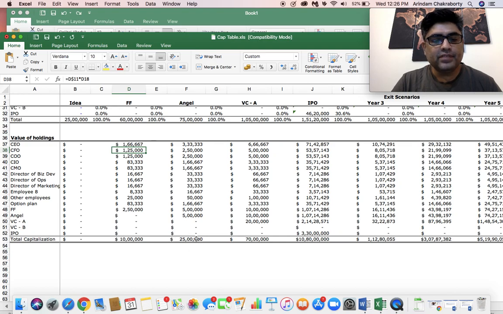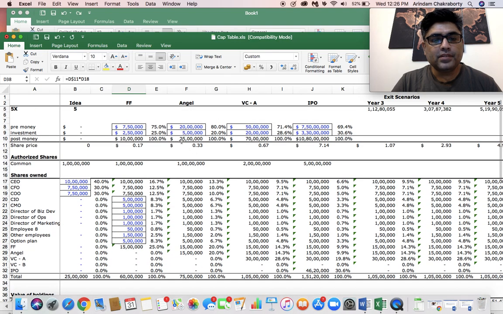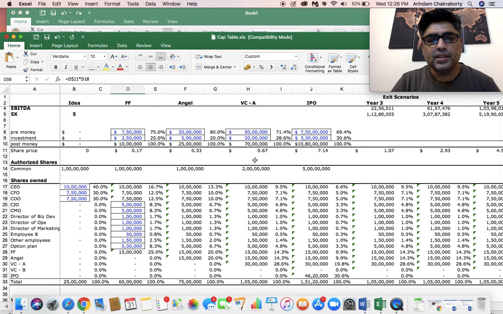So this is the $25 lakh of capitalization which is happening, which is also equal to the post money valuation. So for the rest of the calculations, if you have understood these two columns, the rest of the computation remains the same till here. Over here we get to see VCA brings about 30 lakh dollars, right? And over here we get to see that through IPO it is 46 lakh $20,000 that is brought in, right?